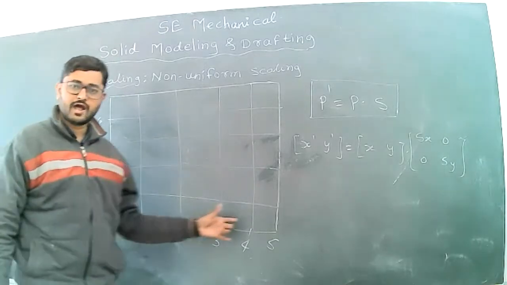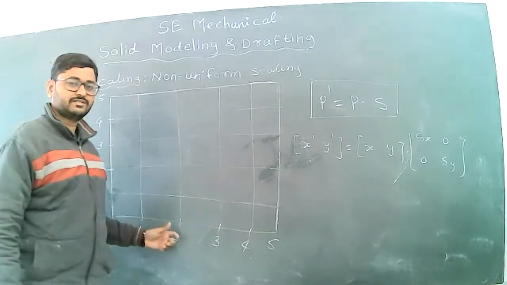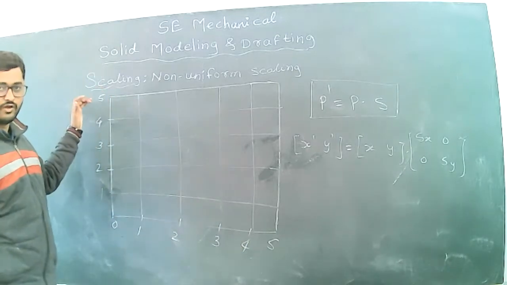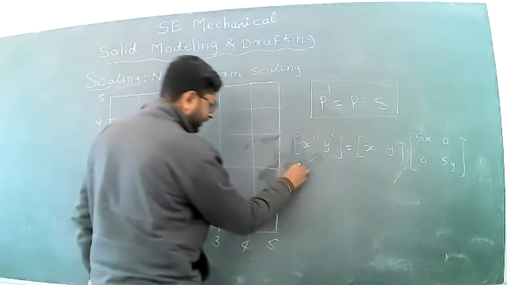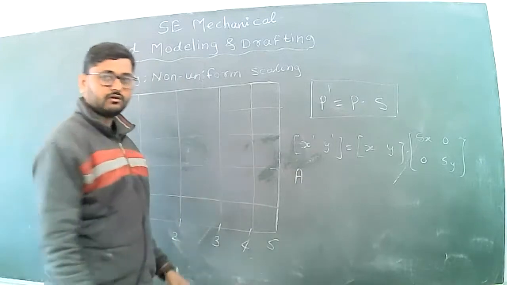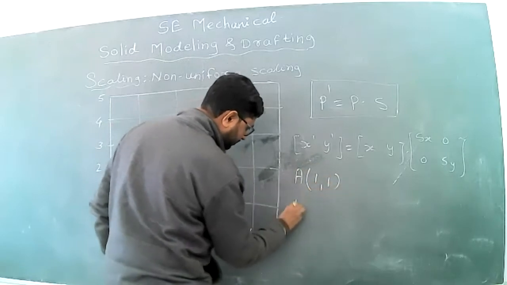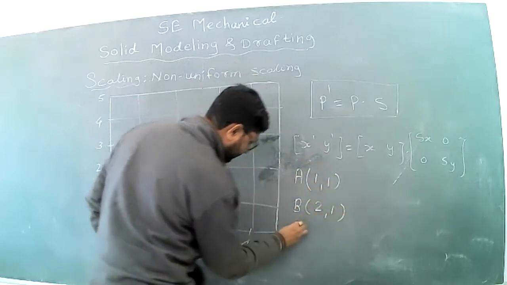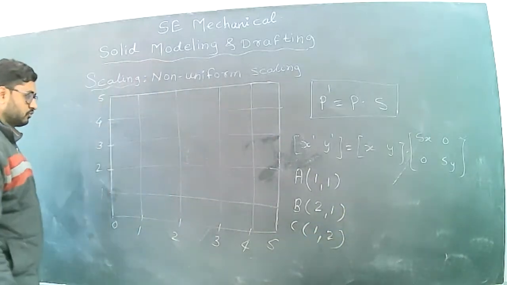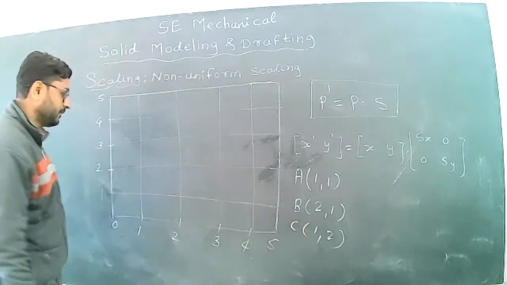So here I just draw a graph, and along x-axis and along y-axis take distances as 1 2 3 4 5, and along y-axis as again 1 2 3 4 5, and we'll take example of triangle. Here we have to scale a triangle having coordinates a, b, c. A coordinate is 1 1, b 2 1, and c coordinate is 1 2. Here we have to draw a triangle by using these points A, B, and C.